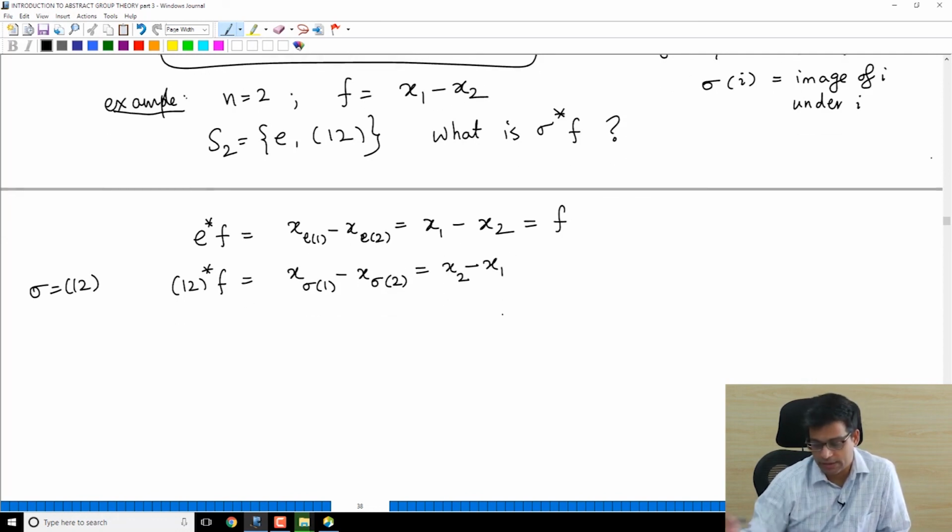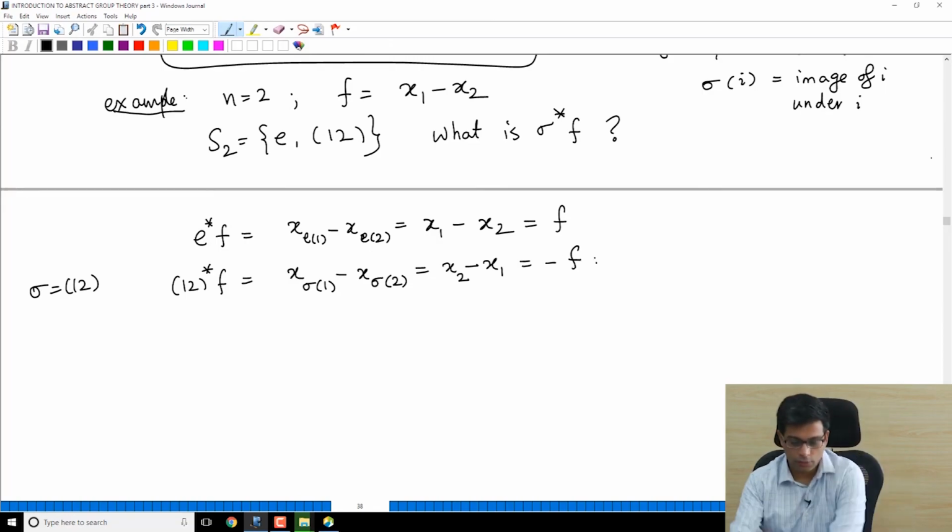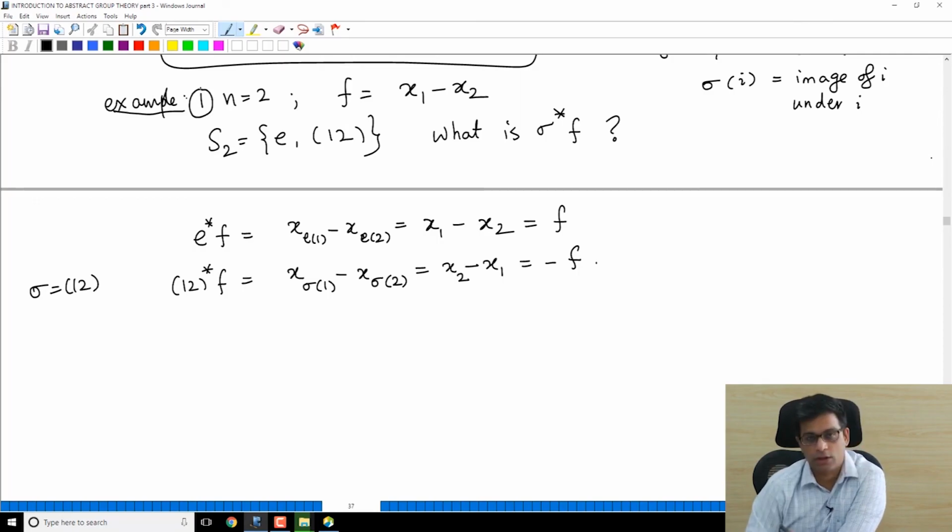So this is not the same as f, right? This is actually minus f. So here we have changed the sign. x1 minus x2 becomes x2 minus x1. So this is what happens when n equals 2.